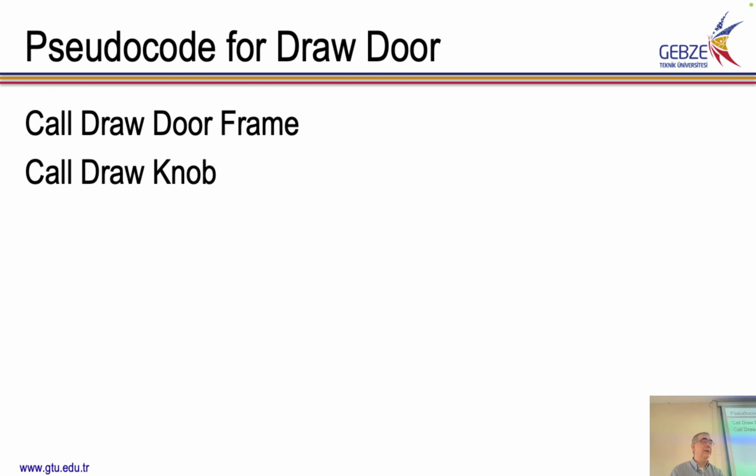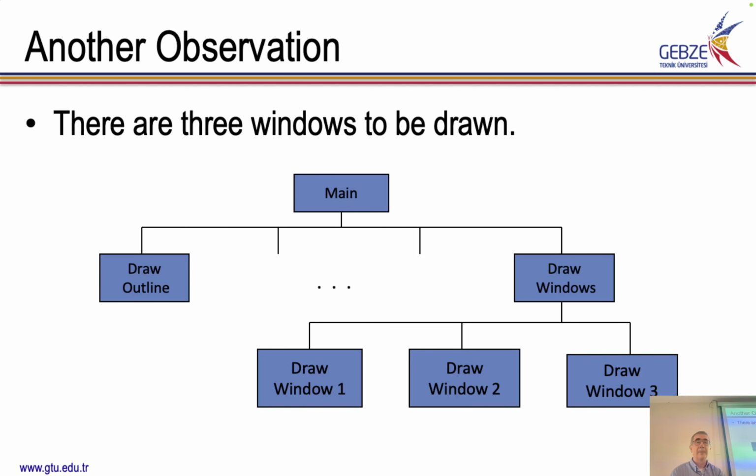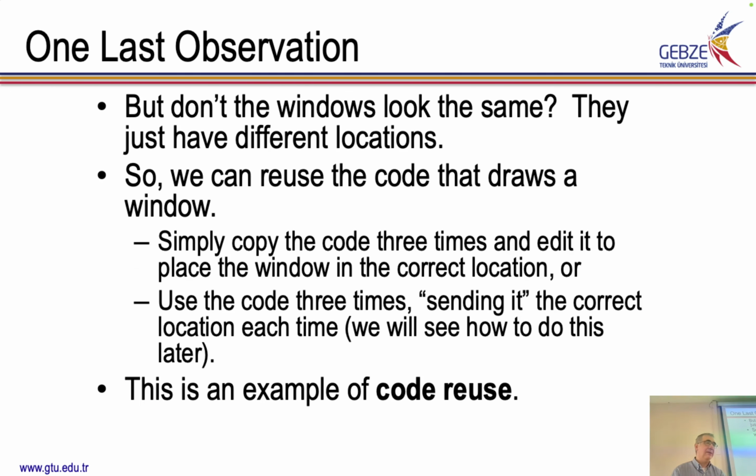Draw door, therefore, would be draw door frame, draw door knob. And there are 3 windows. Draw window 1, draw window 2, draw window 3. So it will be called 3 times with different parameters. Last observation, as I said, windows are the same, so just call the same function 3 times without repeating the same steps over and over.